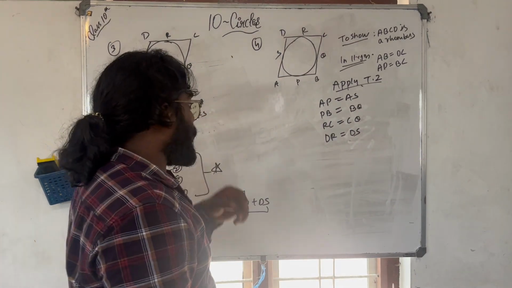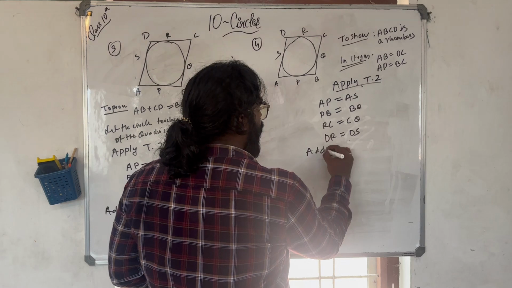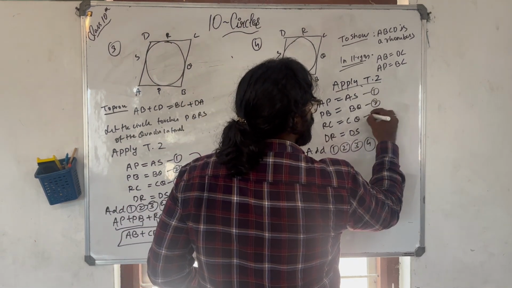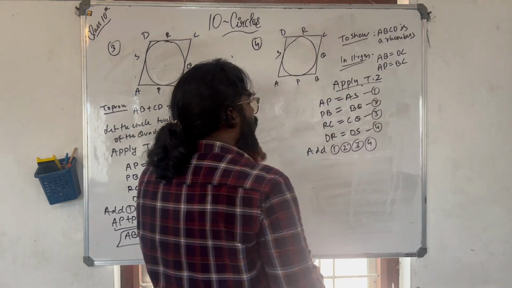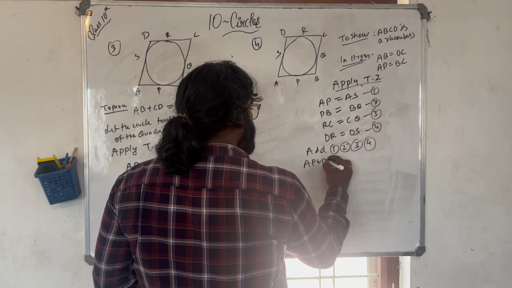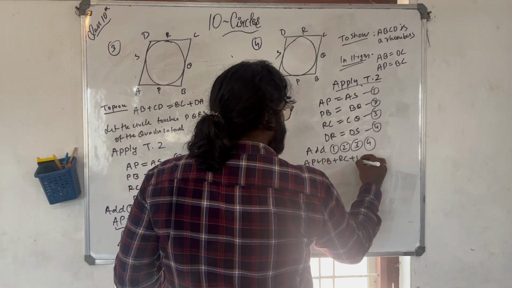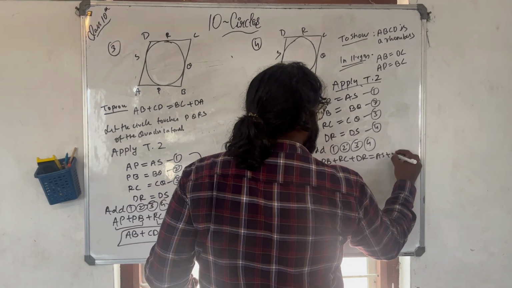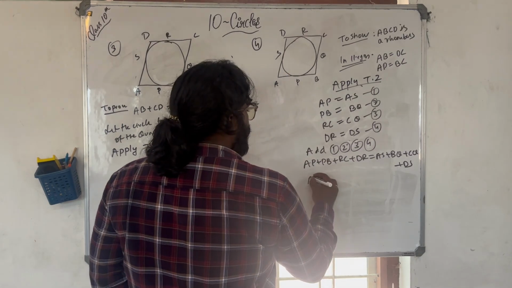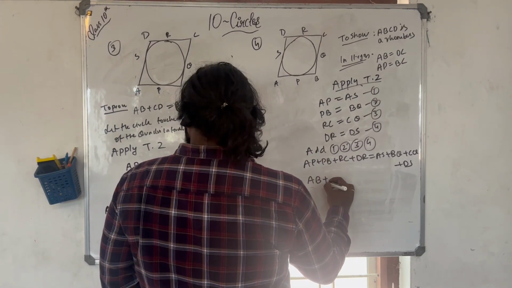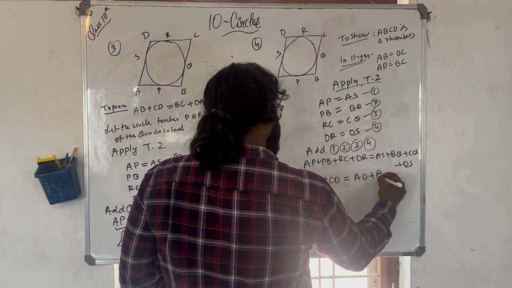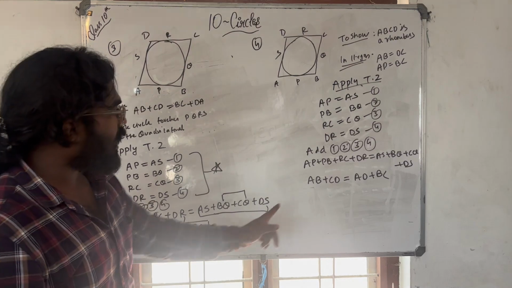Right? Then you have to add all this. Add 1, 2, 3, 4. चारों को add करता हूँ मैं. So I will get your AP plus PB plus RC plus DR is equal to AS plus BQ plus CQ plus DS. अब पूरा करने के बाद we will get AB plus CD is equal to AD plus BC. तो यहाँ तक आ गया, सेम थिंग आ गया.